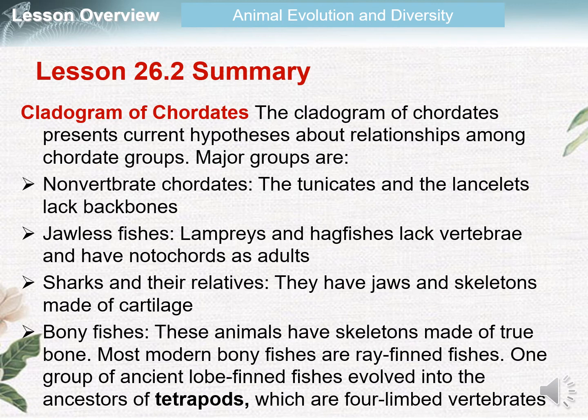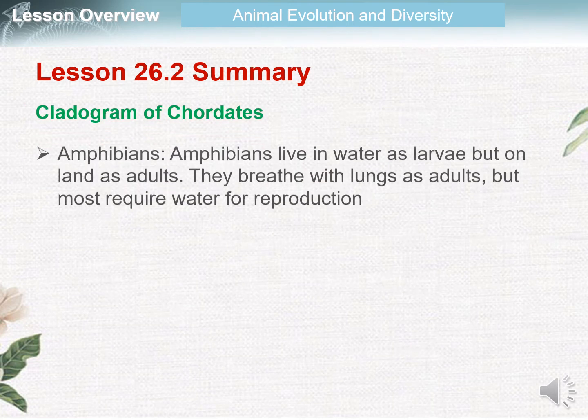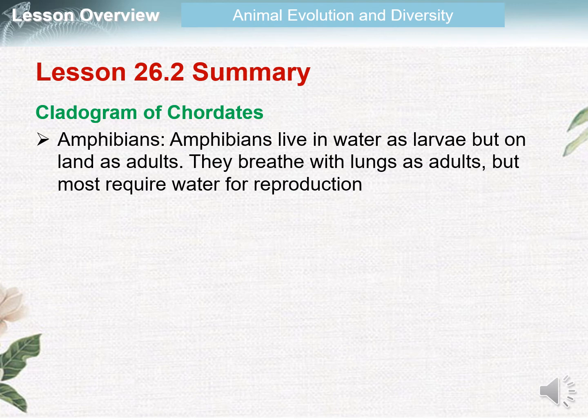The sharks and their relatives have jaws and skeletons made of cartilage. Bony fishes have skeletons made of true bone. Most modern bony fishes are ray-finned fishes. One group of ancient lobe-finned fishes evolved into the ancestors of tetrapods, which are four-limbed vertebrates. The amphibians live in water as larvae but on land as adults. They breathe with lungs as adults but most require water for reproduction.